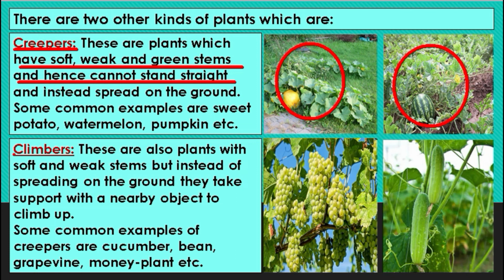The next type of plant is climbers. Students, climbers are plants whose stems are weak, so they climb up trees and walls for support to grow. For example, grapevine, cucumber, etc.